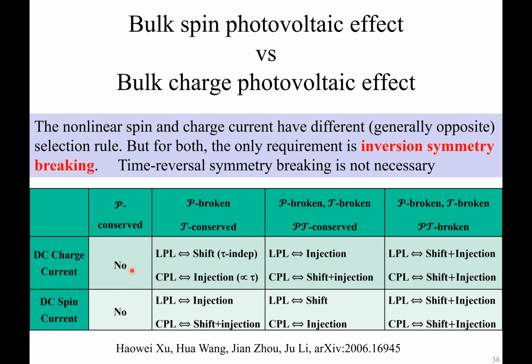So if you have inversion symmetry, you're not going to have a charge or a spin current. However, when you have breaking of inversion symmetry without magnetic elements, under linearly polarized light you're going to have this shift current, which is due to the difference in the electron center of mass, the transition dipole from the conduction band to the valence band. You have a shift in the center of mass of the electrons. This effect is independent of the relaxation time.